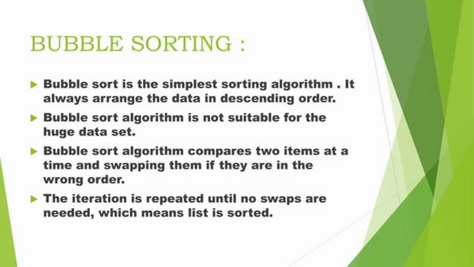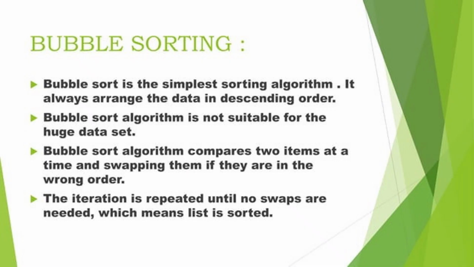Next is bubble sorting. Bubble sort is the simplest sorting algorithm if you compare among the three. It always arranges the data in descending order. Bubble sort algorithm is not suitable for a huge data set. Bubble sort algorithm compares two items at a time and swaps them if they are in the wrong order.